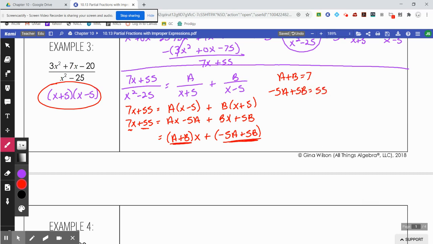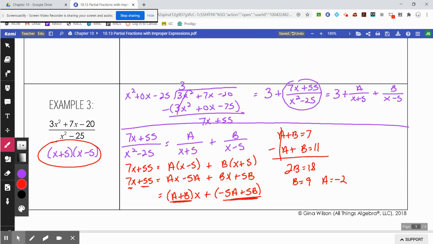Now, the best way to, watch how easy this is. You could use elimination. The best way to solve this is by just taking every term here and divide by 5. That gives you a negative a positive b, and is equal to 11, because then this eliminates. Gives you 2b is 18, so b has to be 9. And if b is 9, that tells me that my a value is -2.